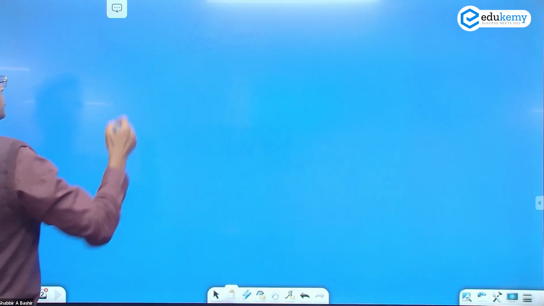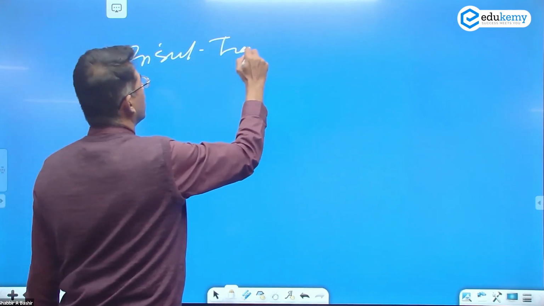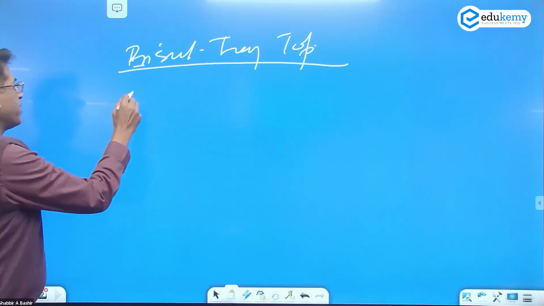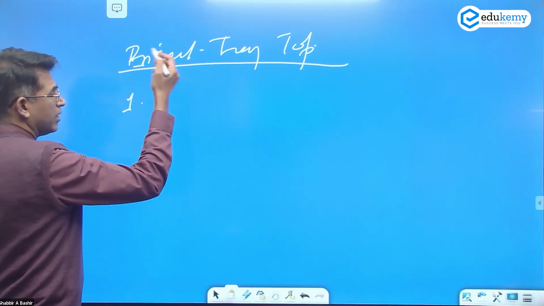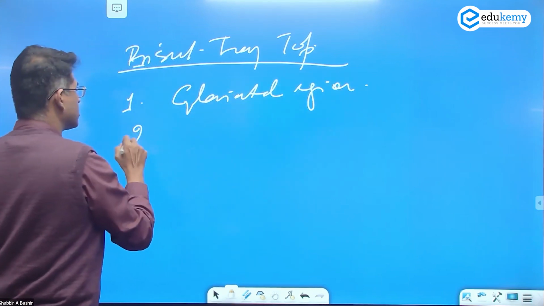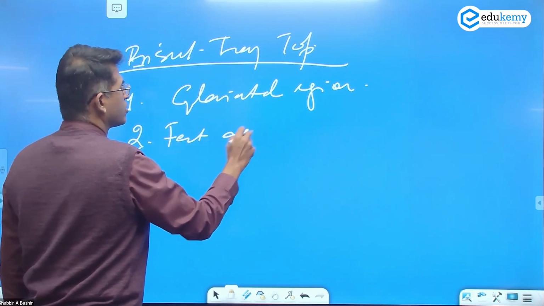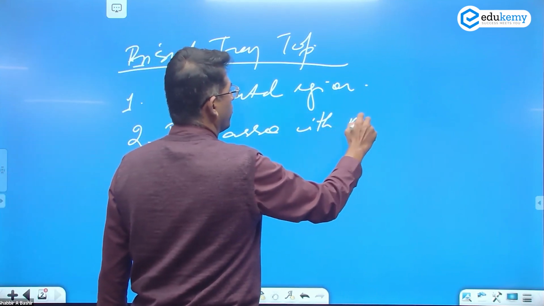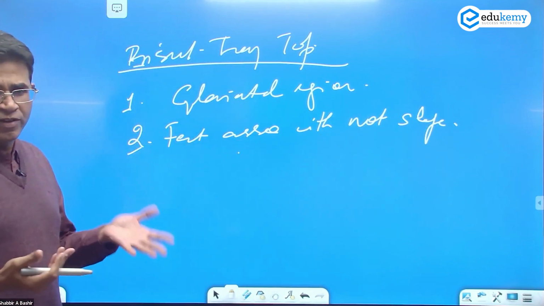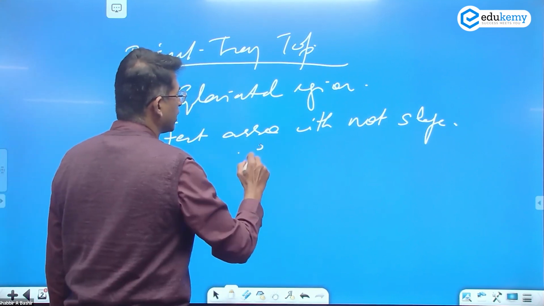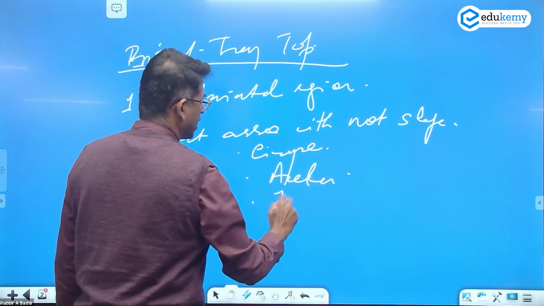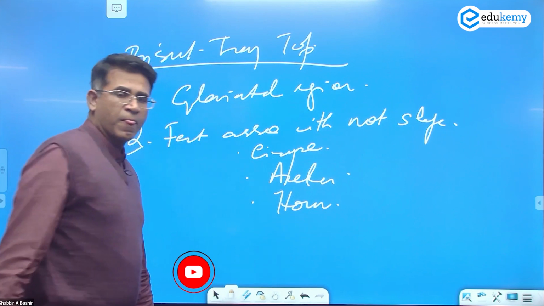The question we asked was the biscuit tray topography. So describe it. What is it? It is the landform of glaciated regions. It has features associated with mountain slopes. The biscuit tray topography has 4-5 things. There are cirques, there are arêtes, there are horns.